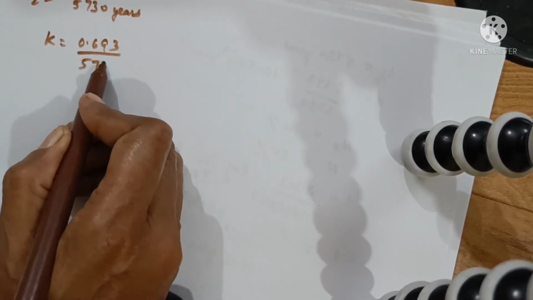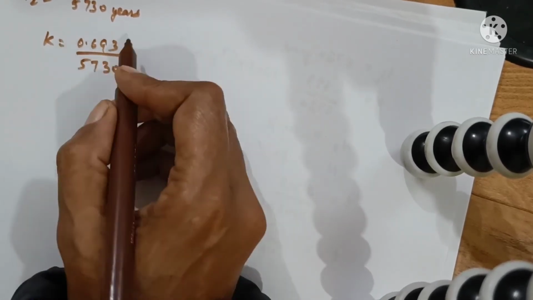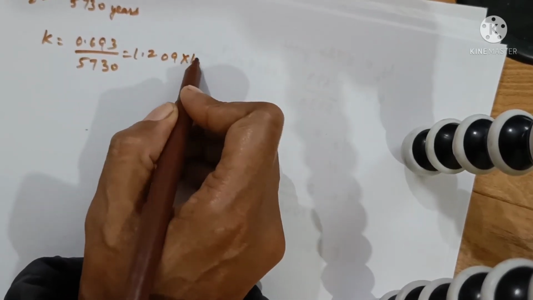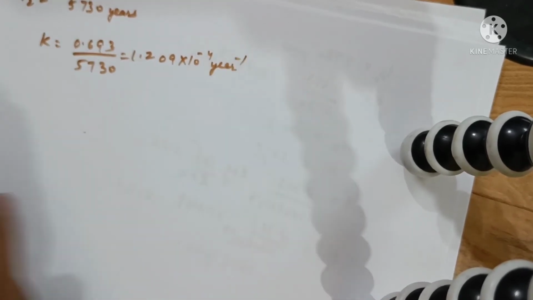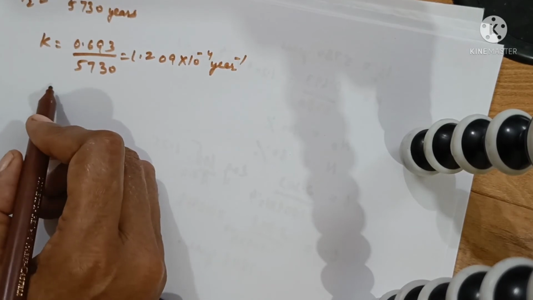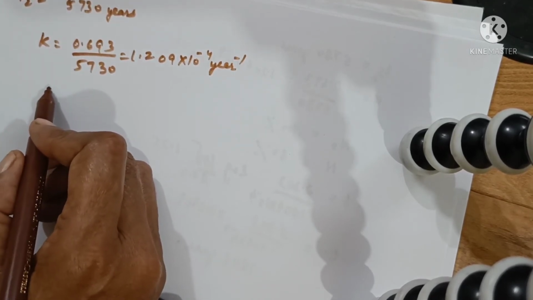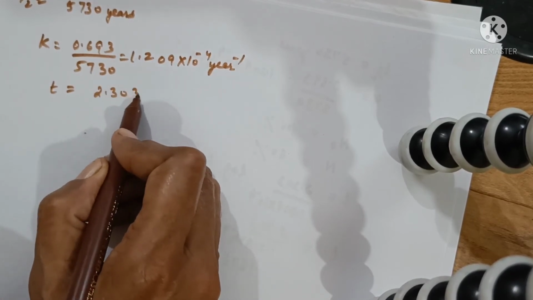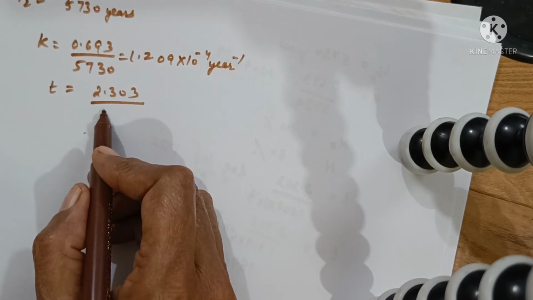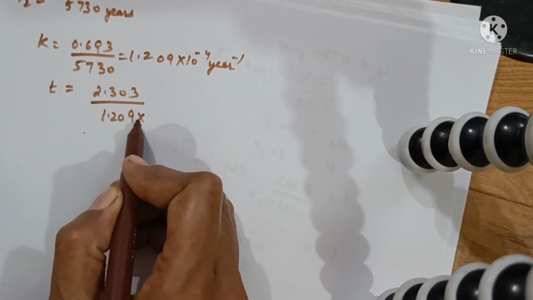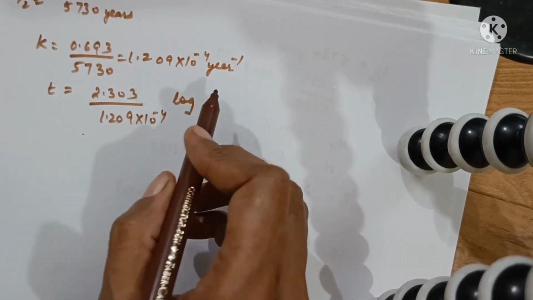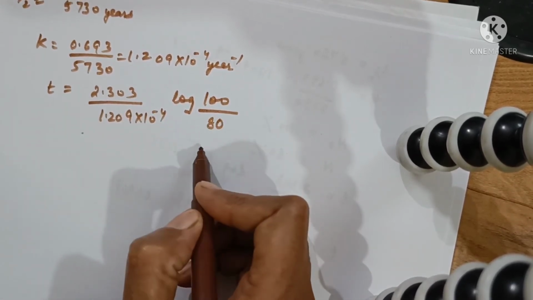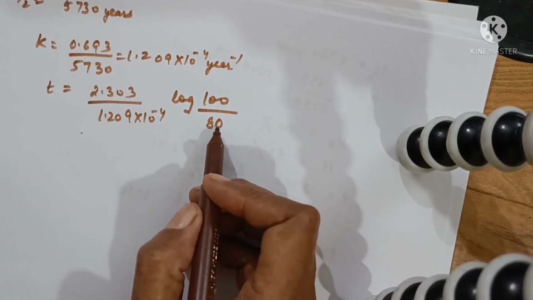0.693 upon 5730 years. So it will come out to be 1.209 into 10 raised to power minus 4 year inverse. Now applying the integrated rate equation for a first order reaction, we get t, that is the age of the sample, is equal to 2.303 upon K, which is 1.209 into 10 raised to power minus 4, log of original sample is 100, and at time t it was found 80% of C-14 carbon was still there.